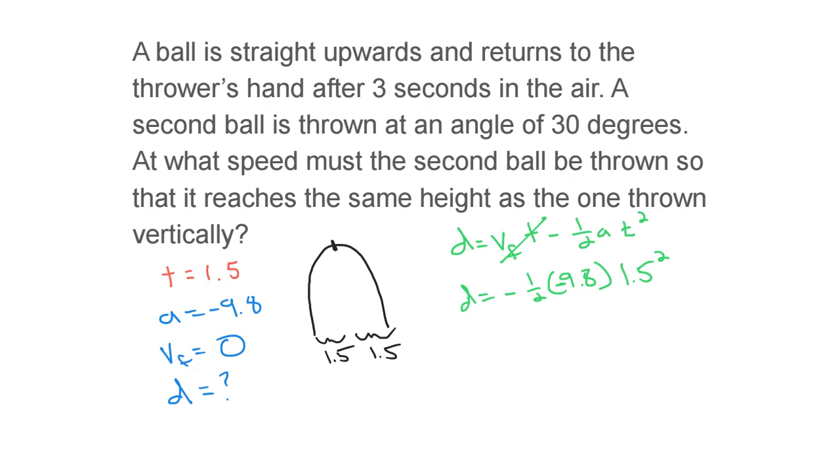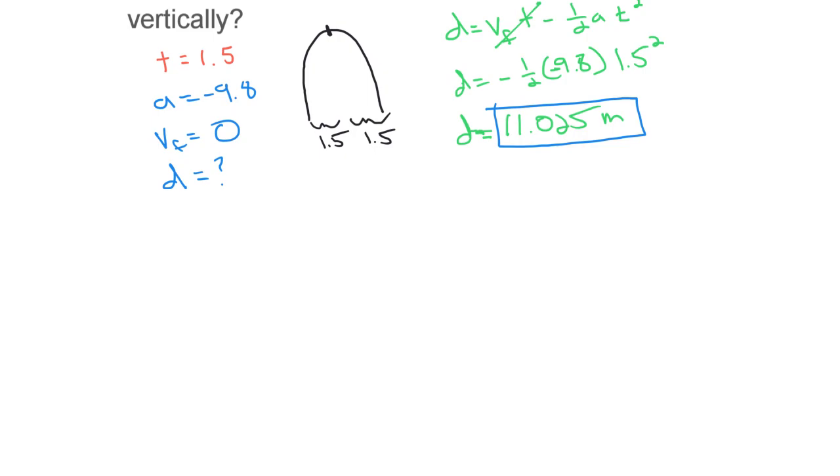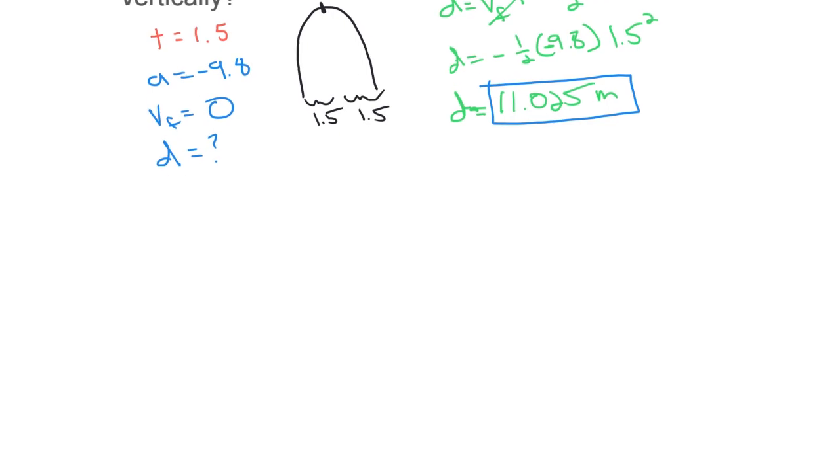Let me plug that into my calculator. 0.5 times 9.8 times 1.5 squared. I get a distance of 11.025 meters. So that's how high up the first ball goes. Now we have to throw another ball so that it reaches that same height. And we are launching this one at only 30 degrees. That's a pretty shallow angle. It's going to be hard to get this all the way up to 11.025 meters.